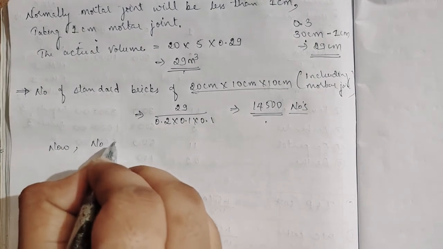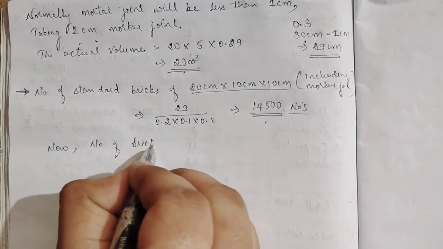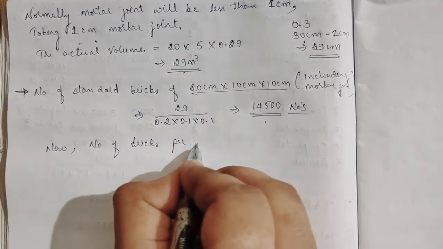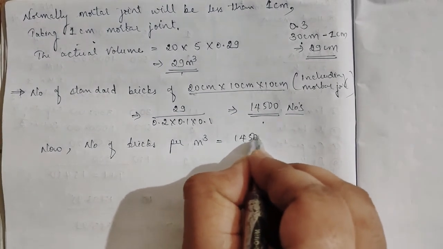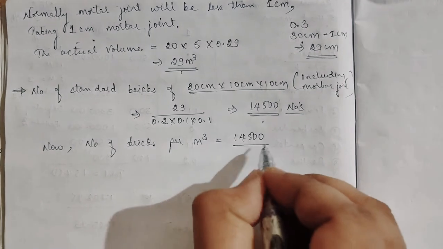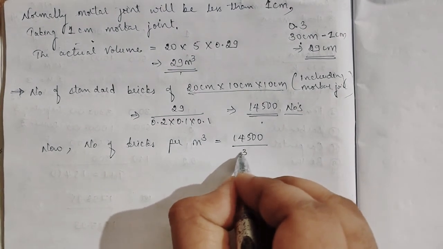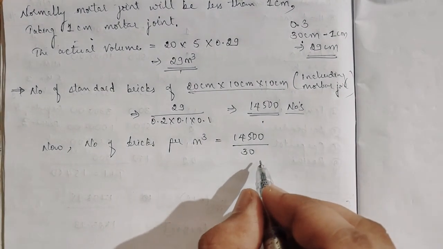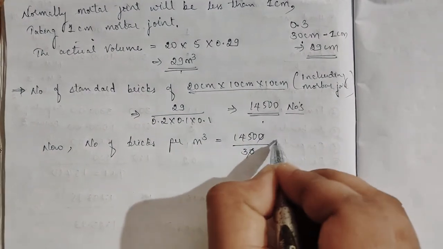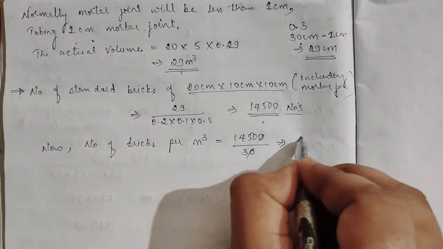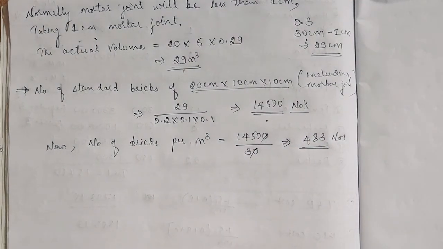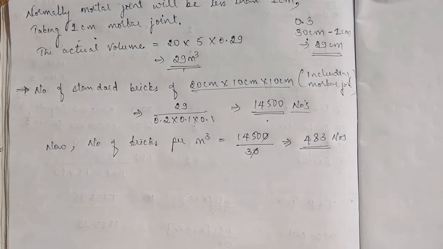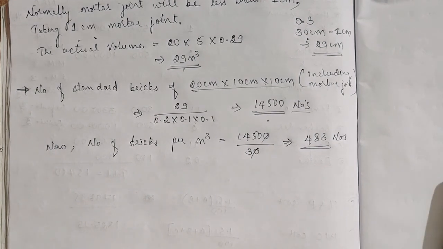Now number of bricks per meter cube. Number of bricks per meter cube, that is 14,500 divided by what I had assumed, that is 30 meter cube, right? So I'll just take it and I'll get 483 numbers. So for 1 meter cube I'll get 483 numbers.